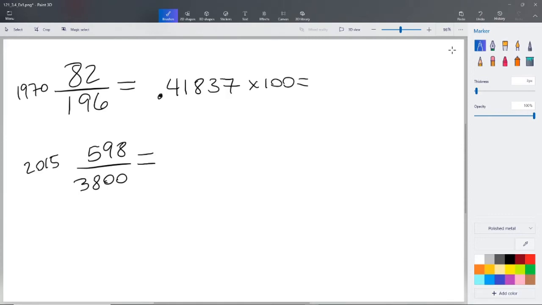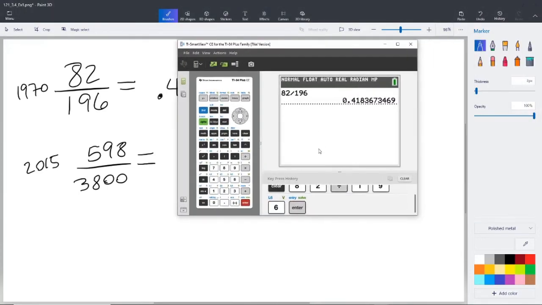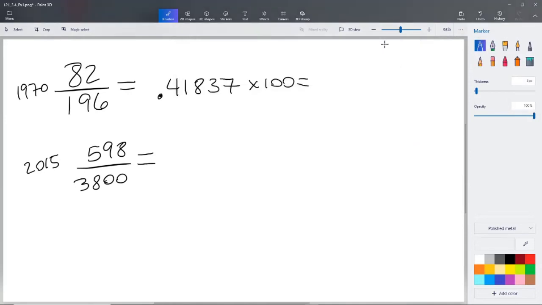and then we can say times 100 to give us our percent. So if I bring my calculator back on screen, you're going to see it here, and I can say times 100, and that turns into 41.837%. All right, so we've got that first comparison in 1970.